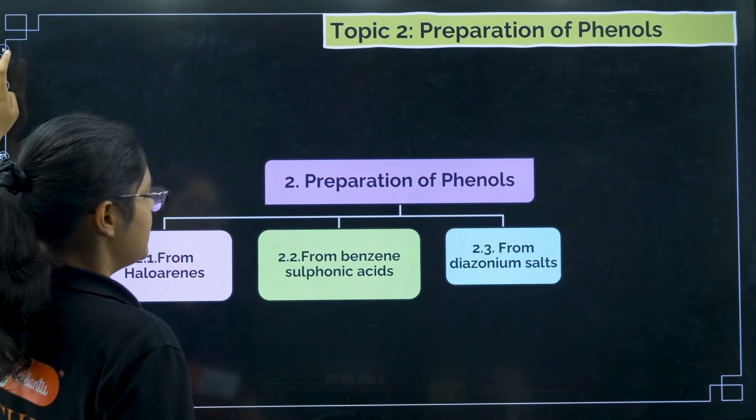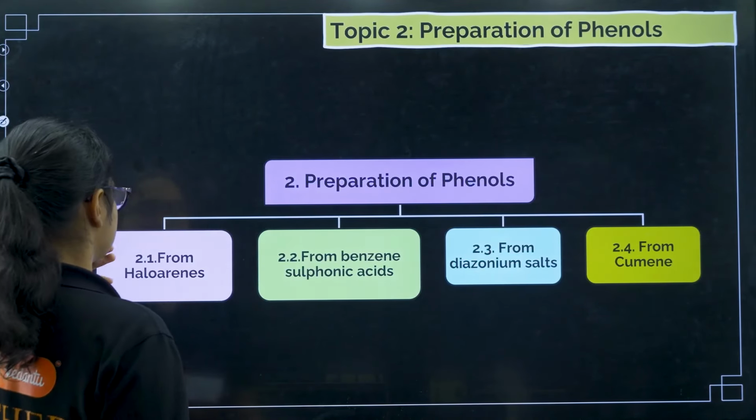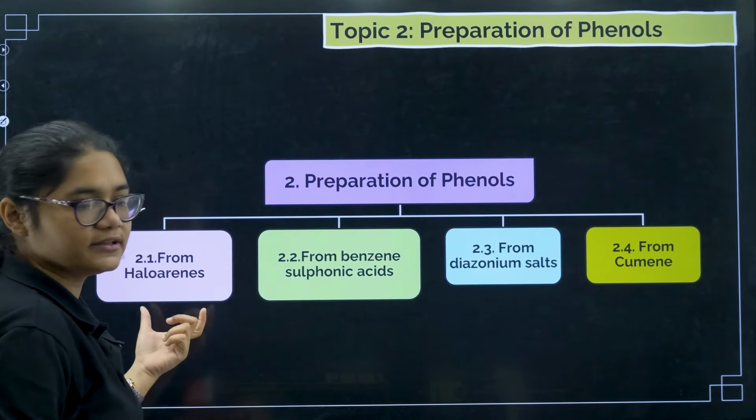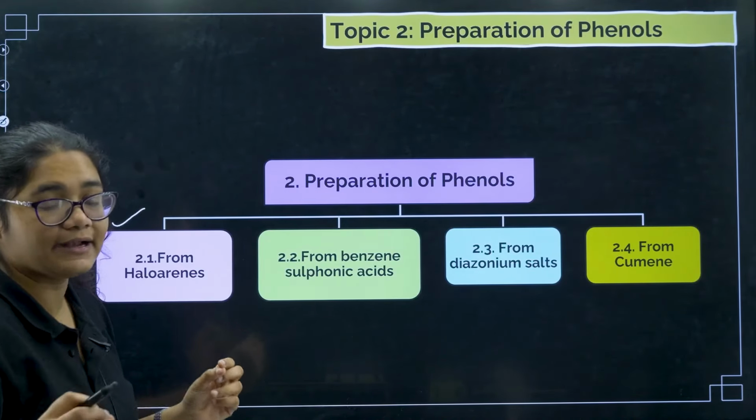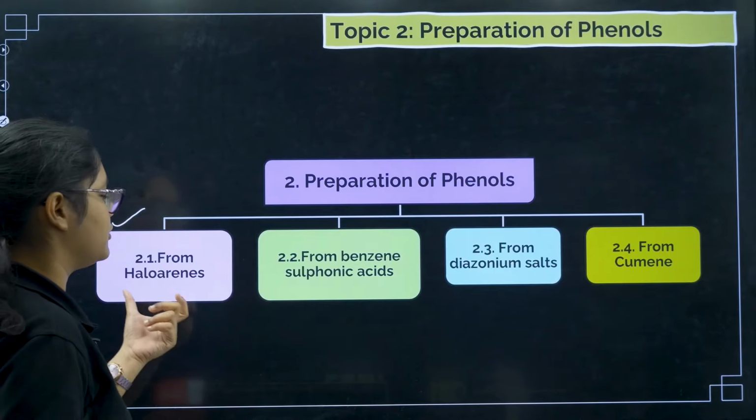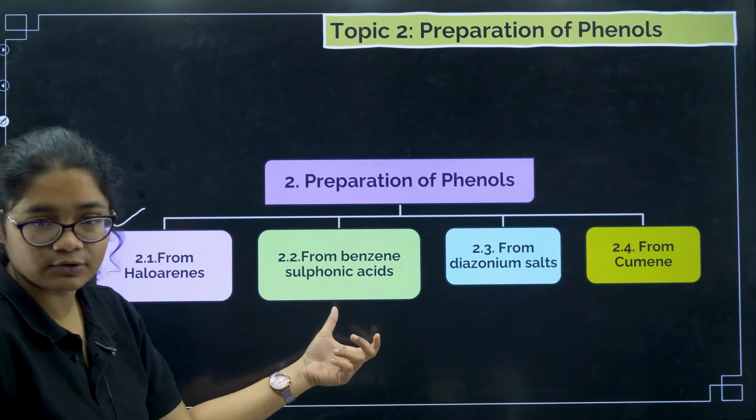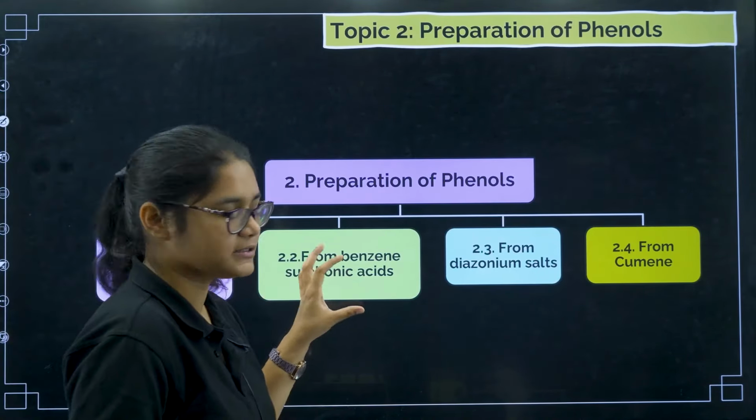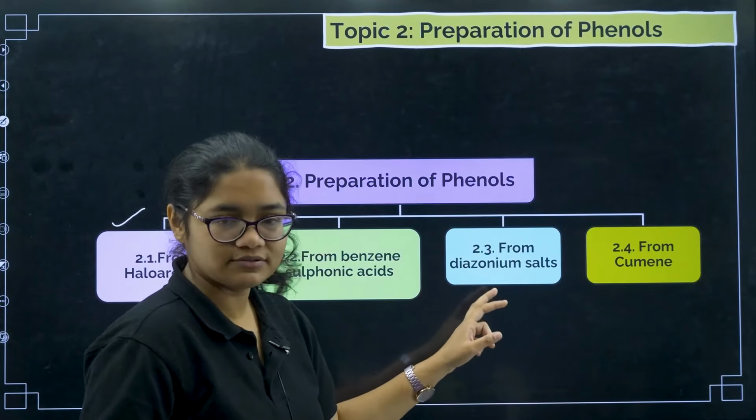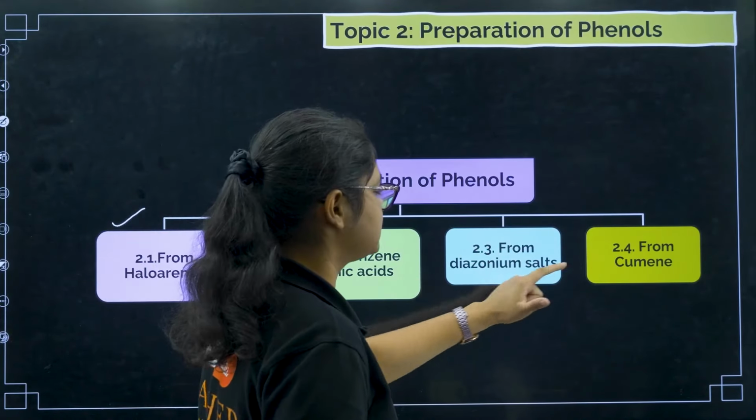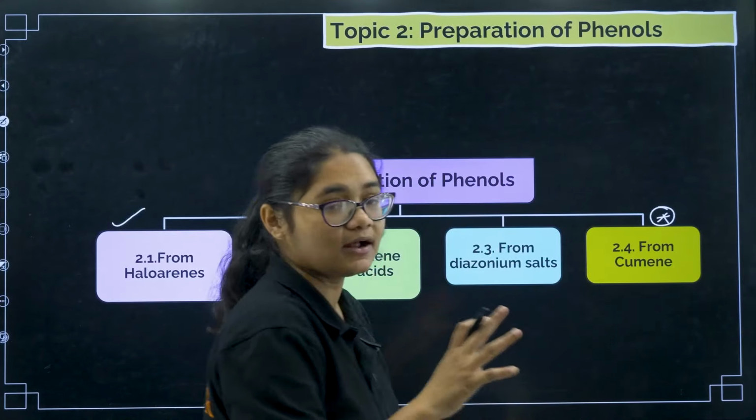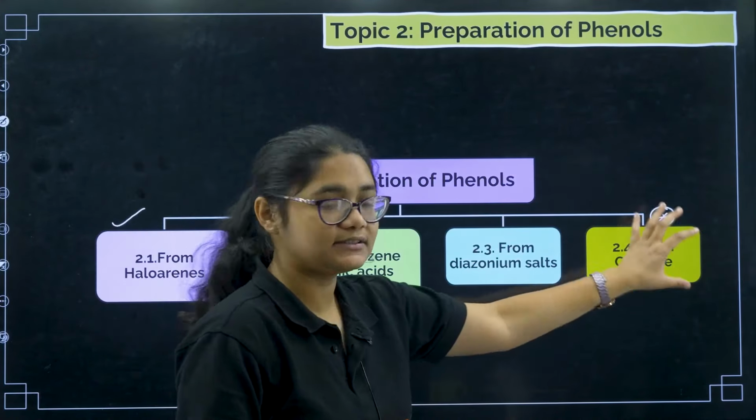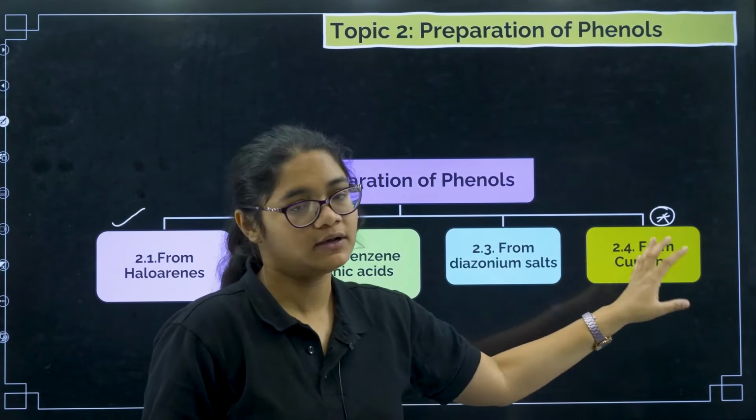Here so many reactions are there. The first one is from haloarenes. This we have already discussed in the haloalkanes chapter. With very high temperature and pressure we can get phenol from haloarenes. Then from benzene sulfonic acid, that is the oleum reaction that we will discuss. From diazonium salts, that is also a very important process. Next, from cumene. This is a very important one, from which questions have been asked repeatedly. You must prepare this one properly.